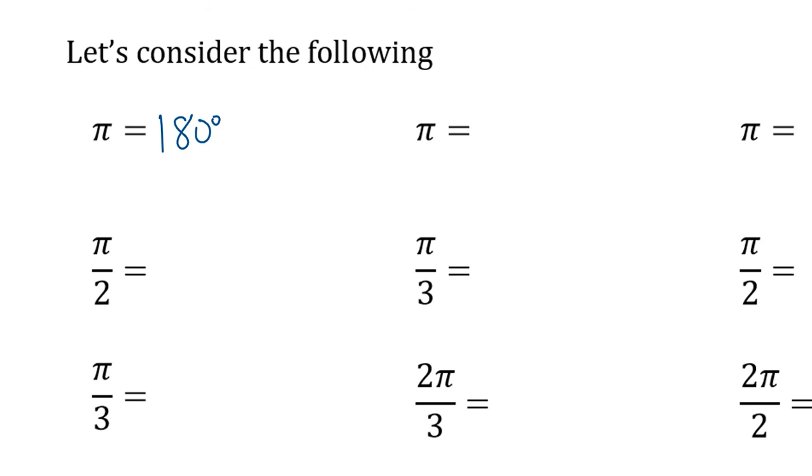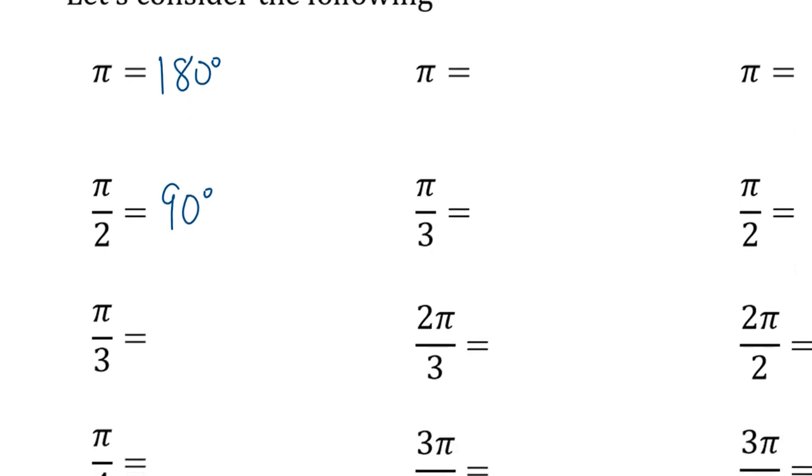Because if pi is 180 degrees, then pi by 2 is how many degrees? 90. So if you see a radian measure of pi by 2, you might think, well, that's 180 divided by 2, which is 90. So I know that pi by 2 is 90. So now you know 2 radian angles. And pi by 3 would be what? 60. How'd you get that?